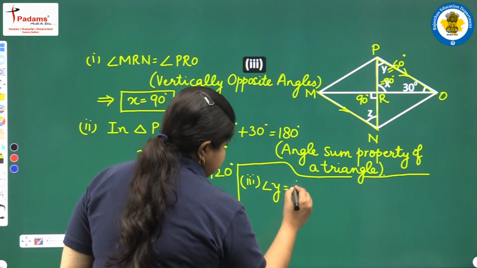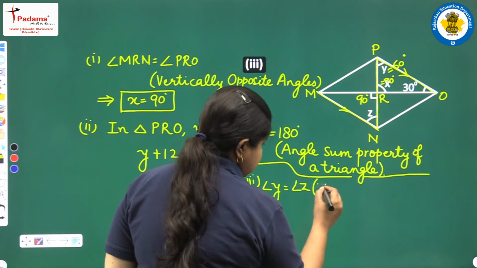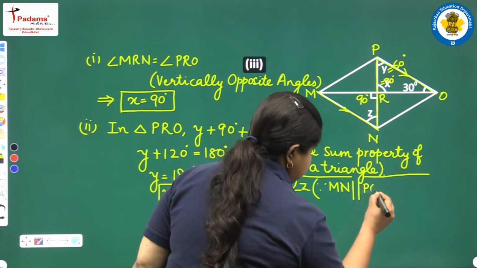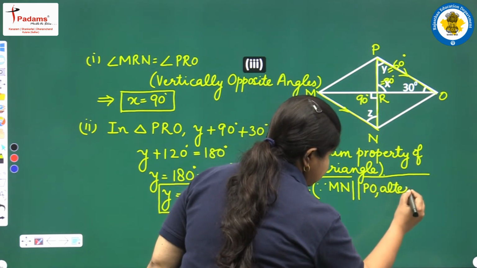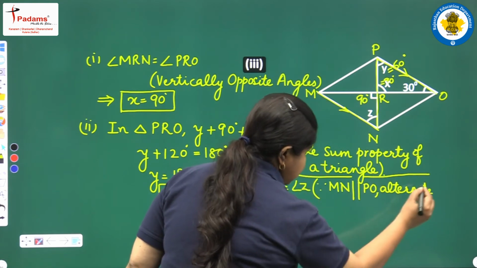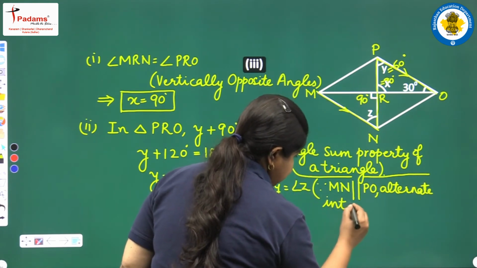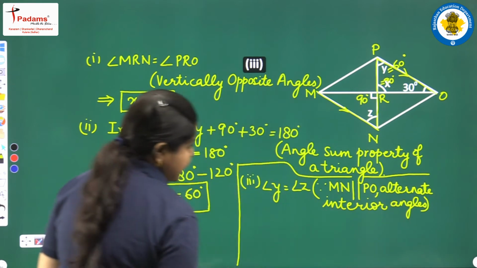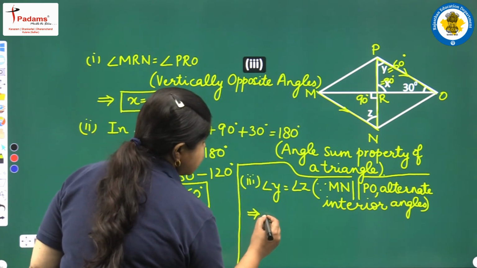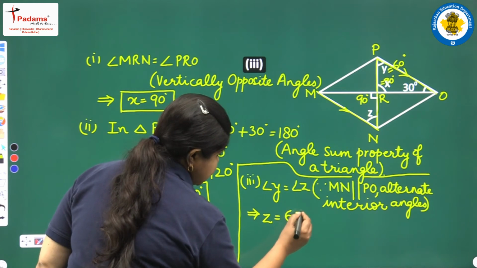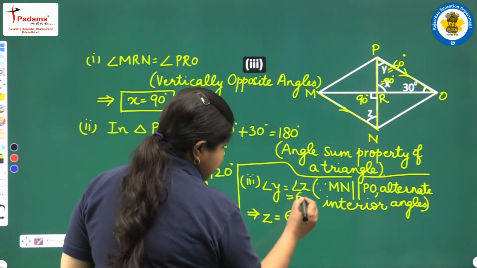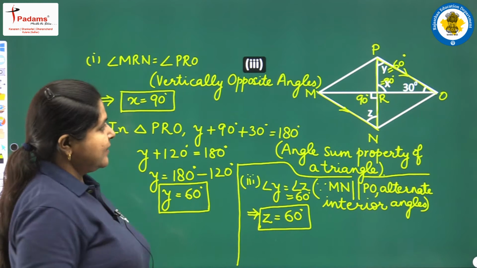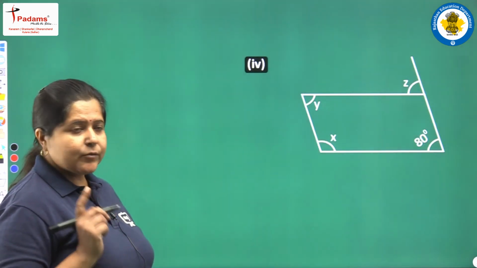Angle y is equal to angle z, since MN is parallel to PO and alternate interior angles. This means that z is also equal to 60 degree, because y is equal to 60 degree. So z is also equal to 60 degree. This is the third value which we were asked. Okay, then we have one more part in question number 2.